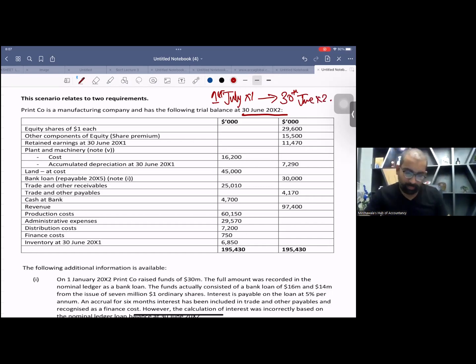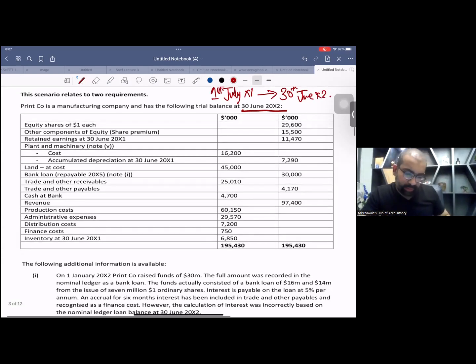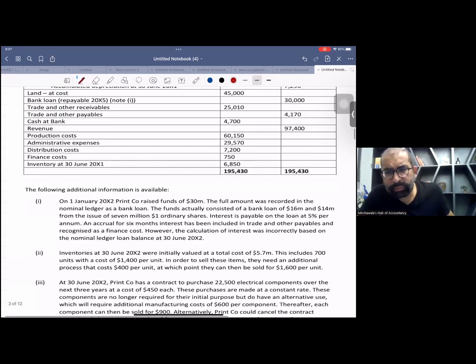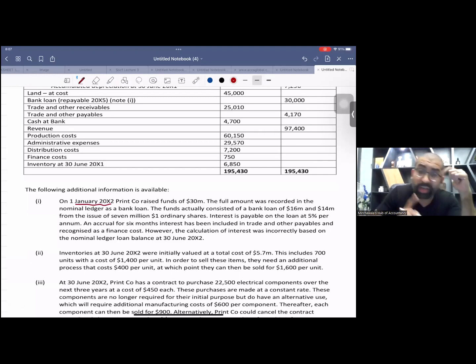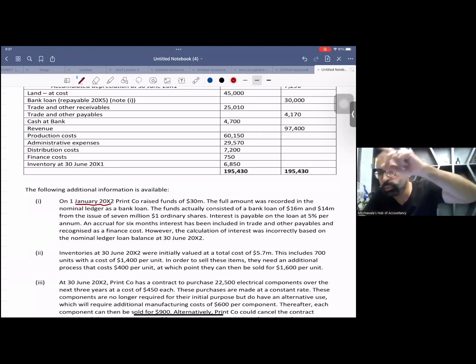Now, adjustment number 1. Very simple adjustment. It's basically they have done one error in this. On 1st January X2, mid of the year, your accounting period is 1st July X1 to 30th June X2. That simply means 1st January is the mid of the year.